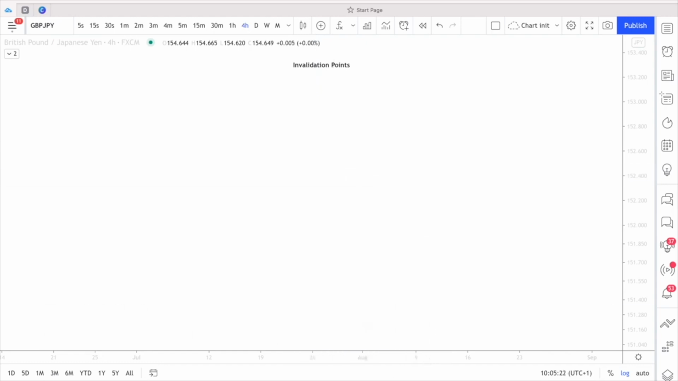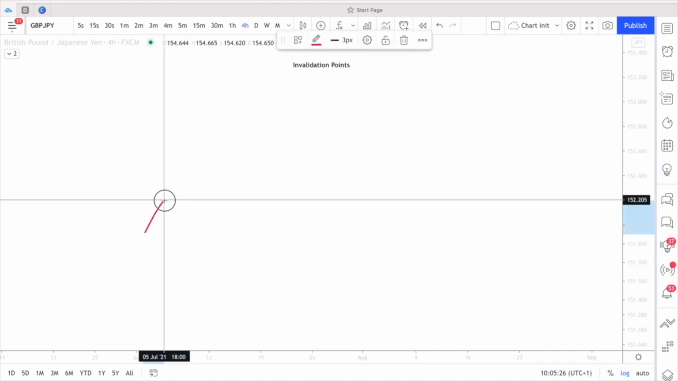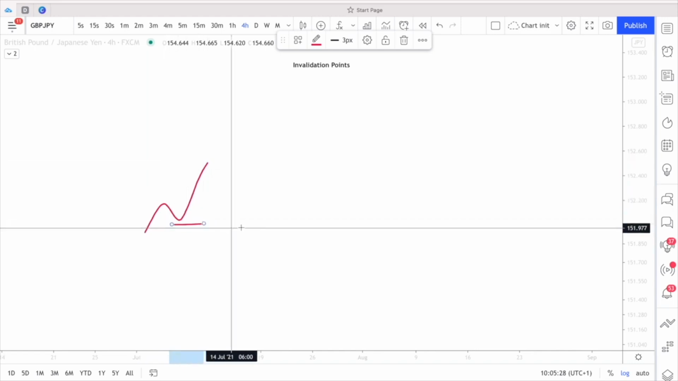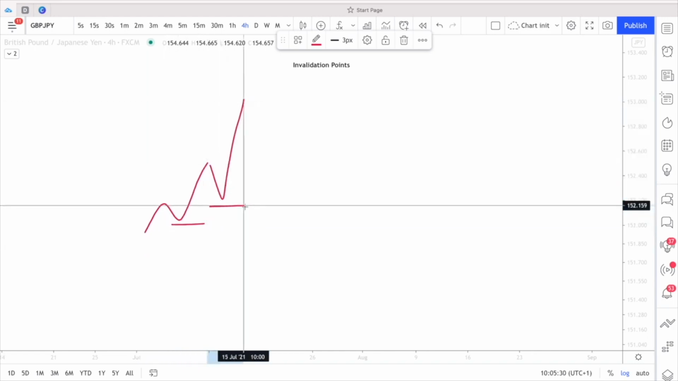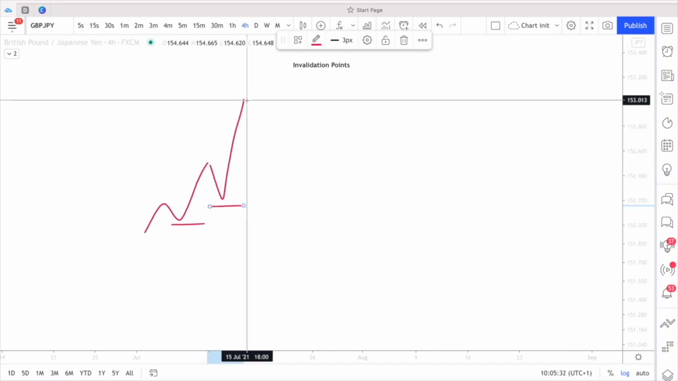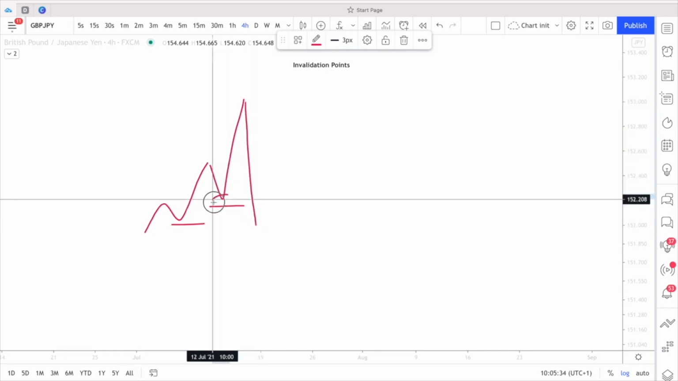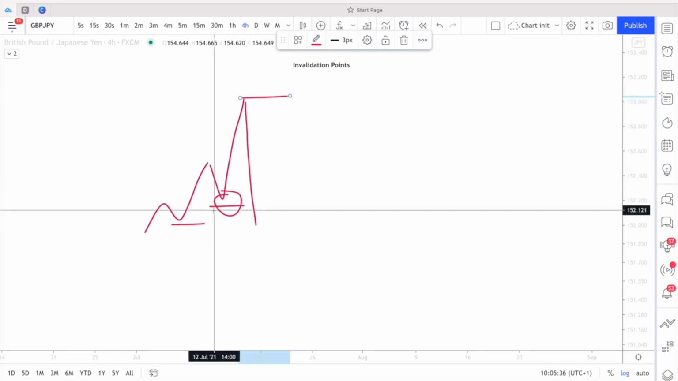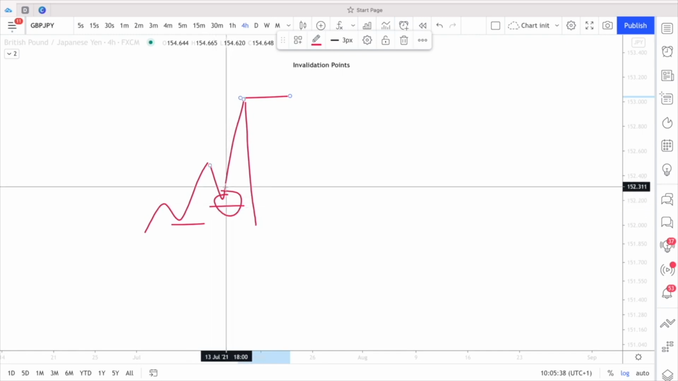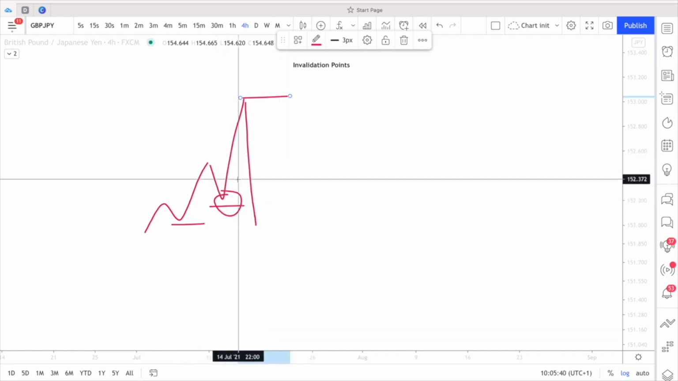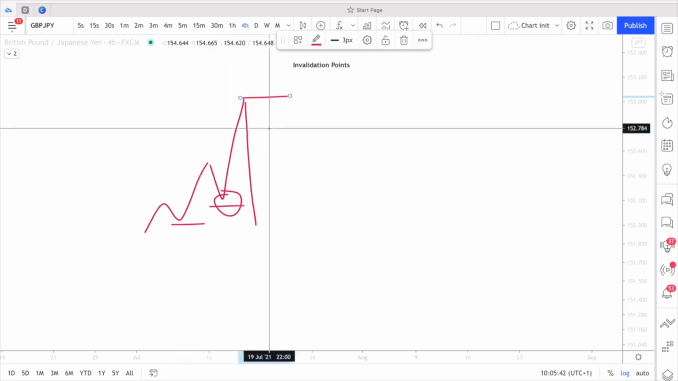Now, to start off with, the first invalidation point that you will probably be aware of is our structure points. Obviously, if price goes into a break of structure, it invalidates this range, okay? It invalidates our trading range, and therefore we stop looking to go long in this situation.